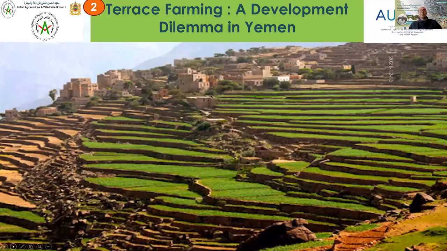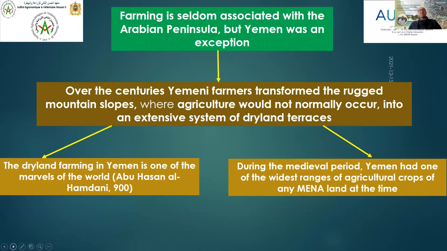The second system we will develop is the terrace system. It exists in many parts of the MENA, but the most known country for it is Yemen, partially Saudi Arabia. It's a farming system seldom associated with the Arabian Peninsula, but Yemen was an exception to the rule.